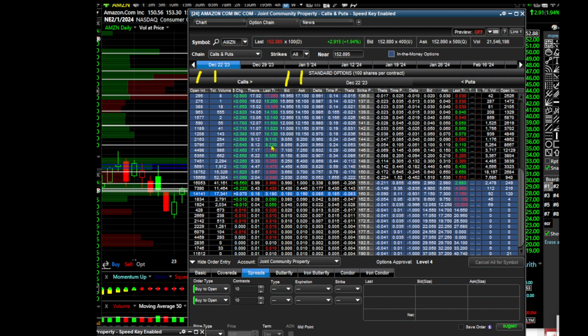Okay, so does everybody understand open interest, total volume, bid-ask? Any questions on this? And again, this whole thing right here is just called the option chain, right? This is where you go to find it.